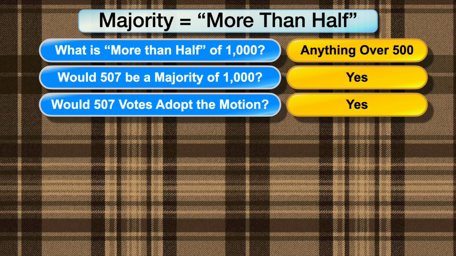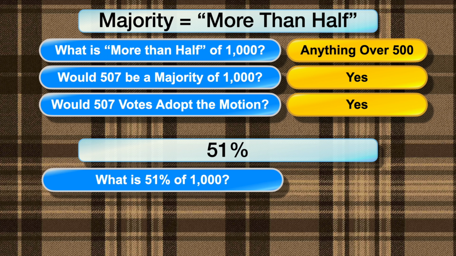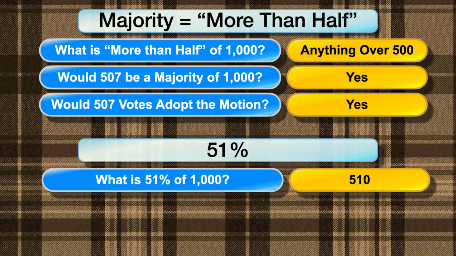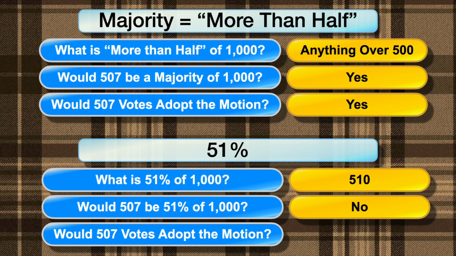Yes, it would. Now let's look at 51%. What is 51% of 1,000? The answer here is 510. So let's ask the same questions. Would 507 be 51% of 1,000? No. And would 507 votes in the affirmative adopt the motion if 1,000 votes were cast and 51% was required for adoption? Of course, the answer here is no. So we see how you define a majority vote can actually change the outcome of the vote.